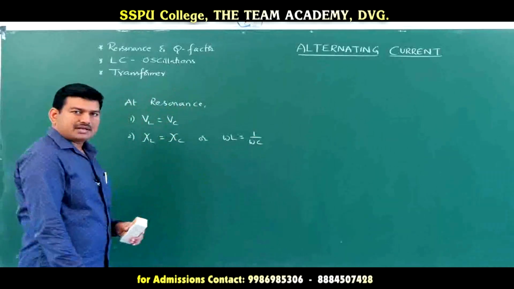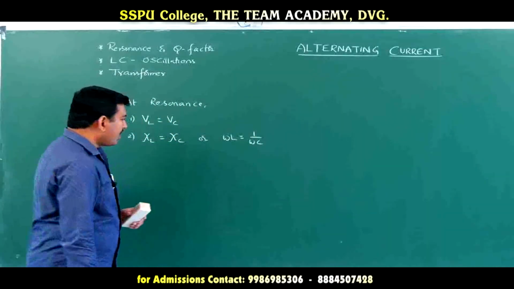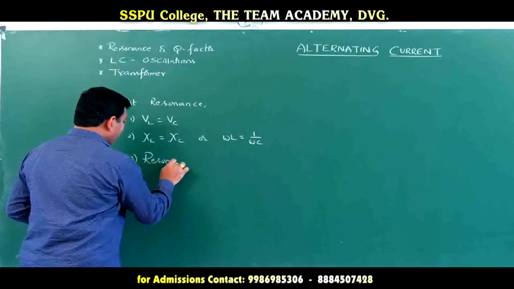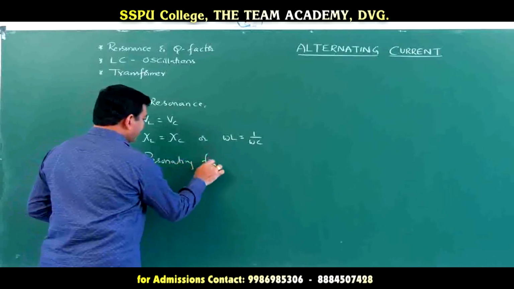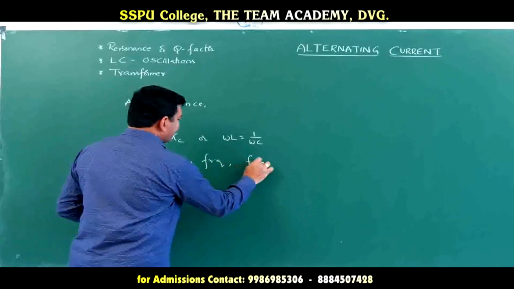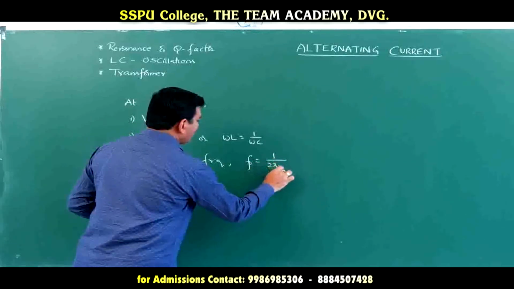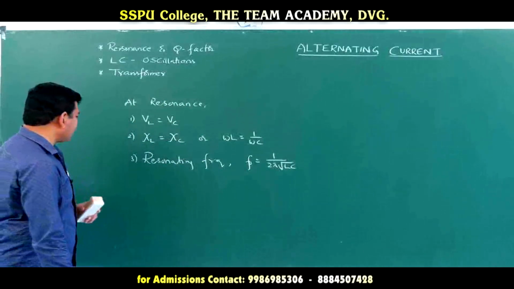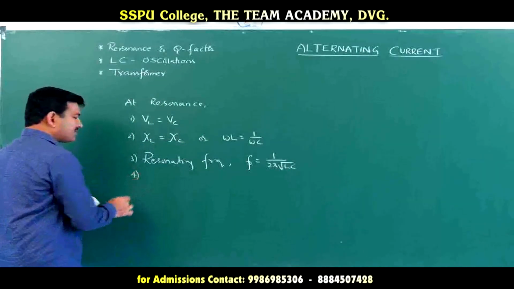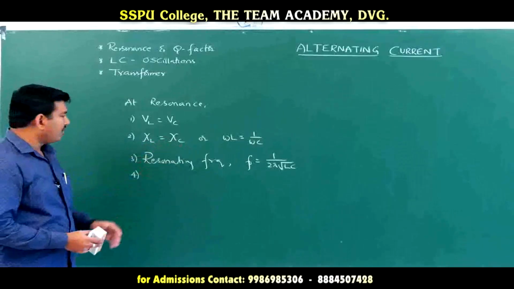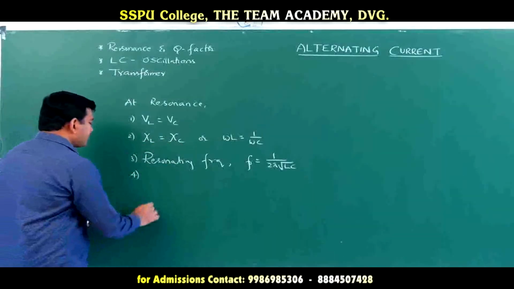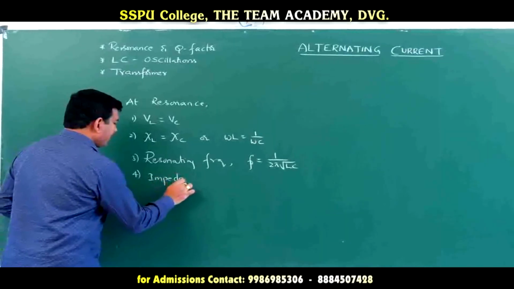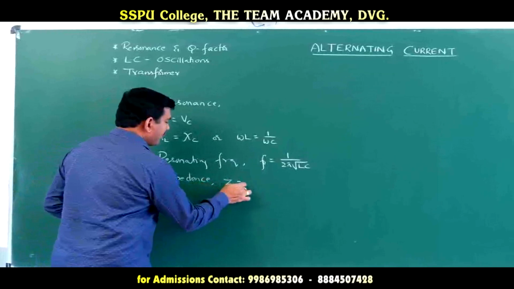And using this we obtain the expression for the resonating frequency. What is the formula we got? f naught is equal to 1 by 2 pi root LC. This is called the resonating frequency expression. And next, at resonance, whenever X_L is equal to X_C, what is the impedance of the circuit? Impedance Z is equal to R.